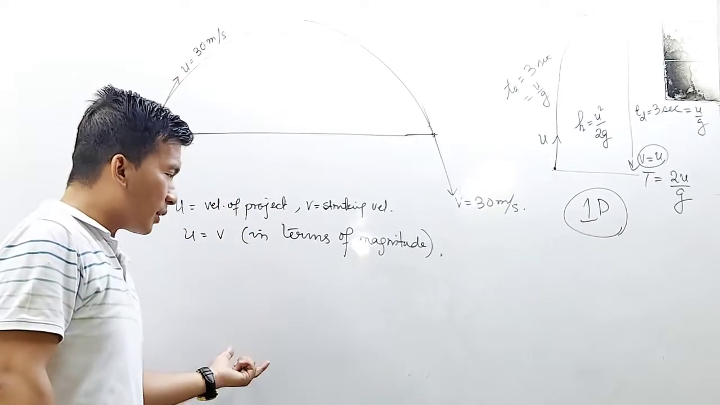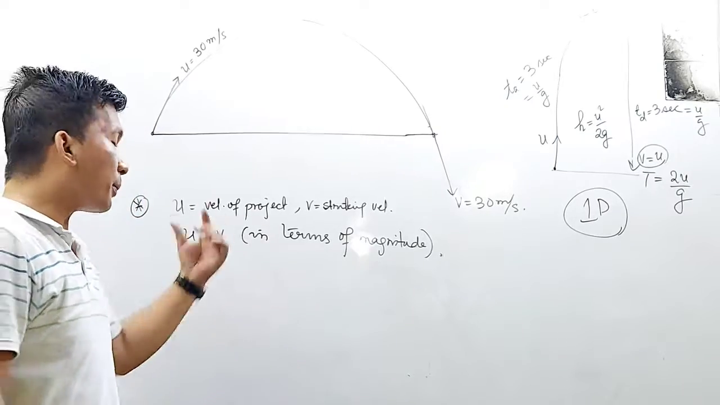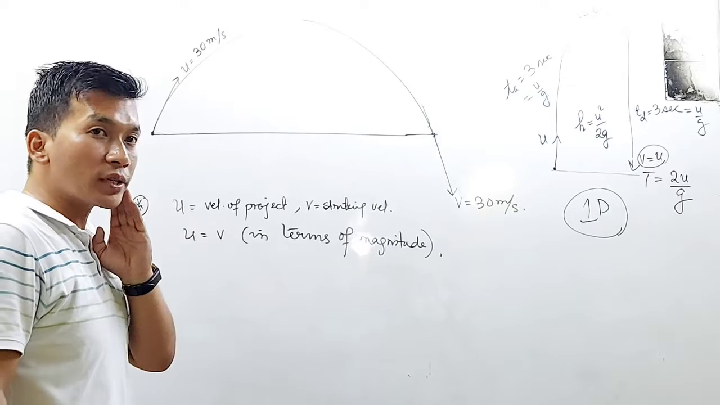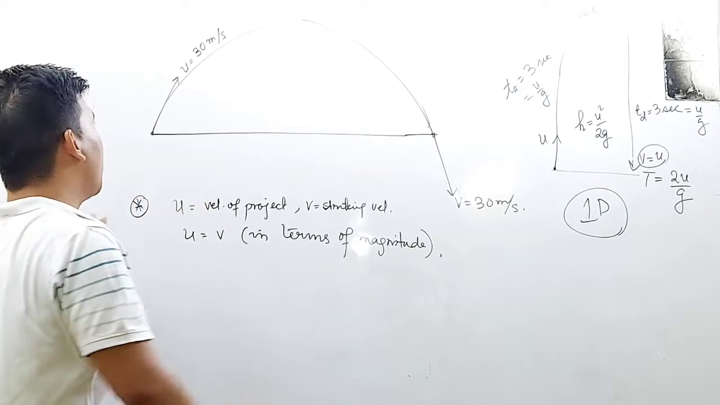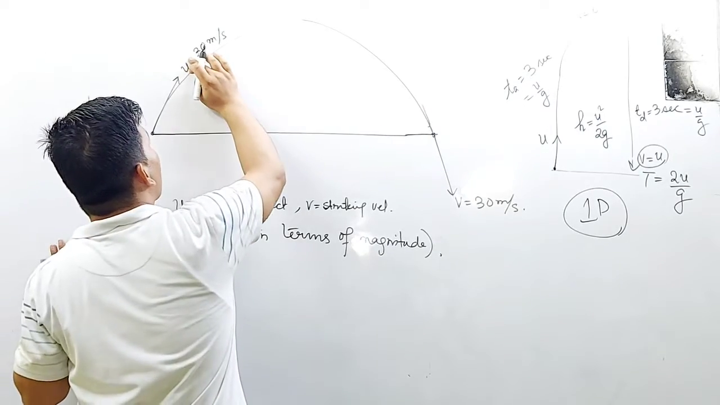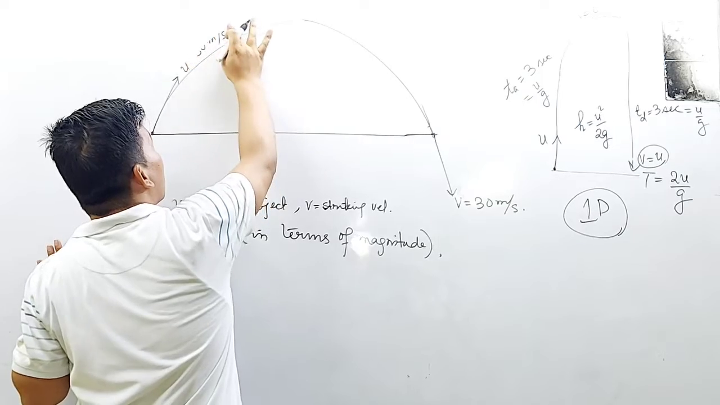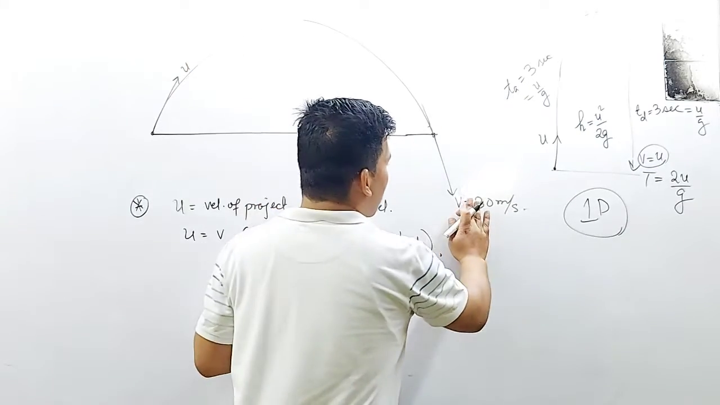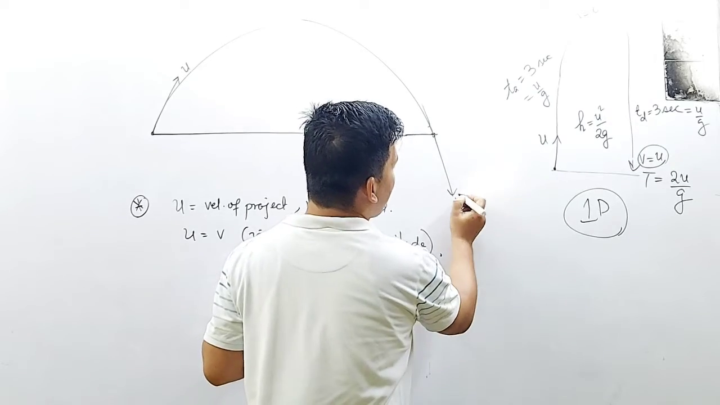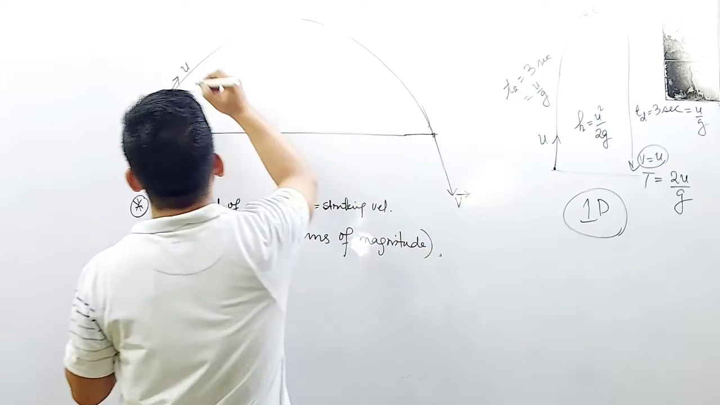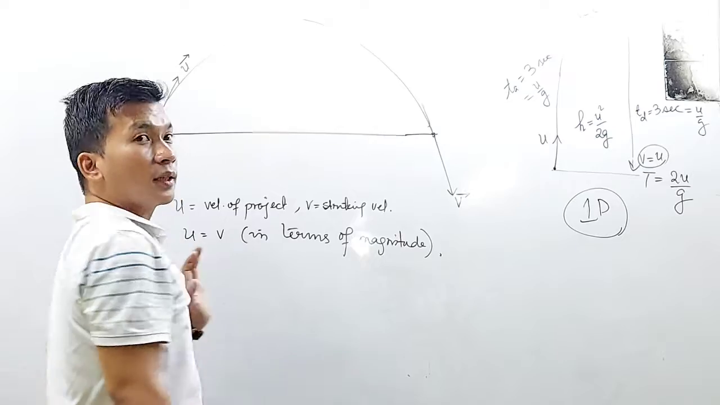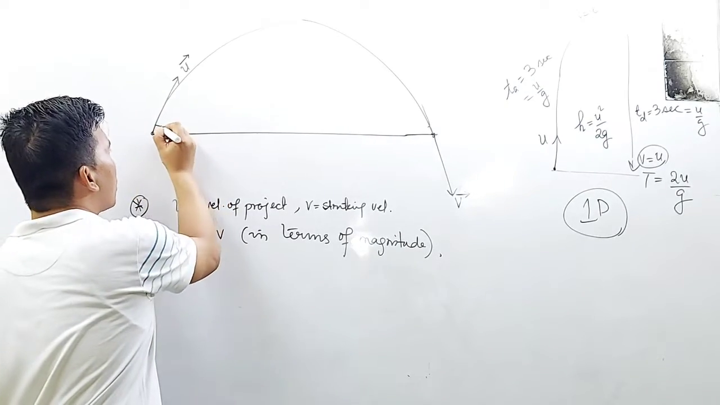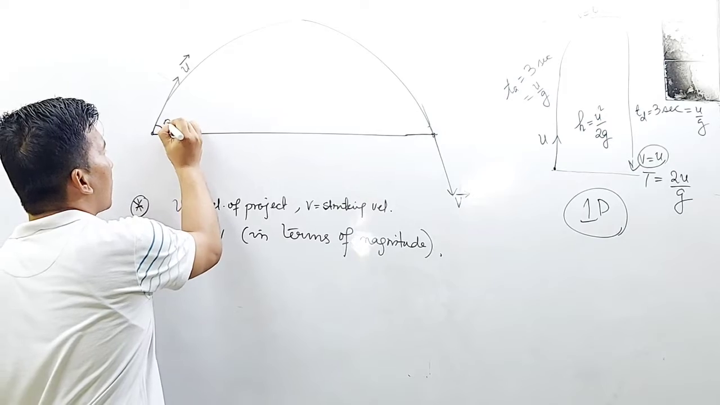Now let us try to understand the same logic, the same principle, with respect to vector notation. Let us remove this 30 here. This is the v vector, this is the u vector. Can we put it like this or not? And this is theta.